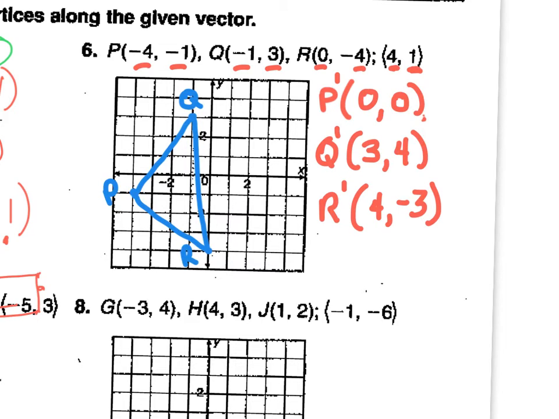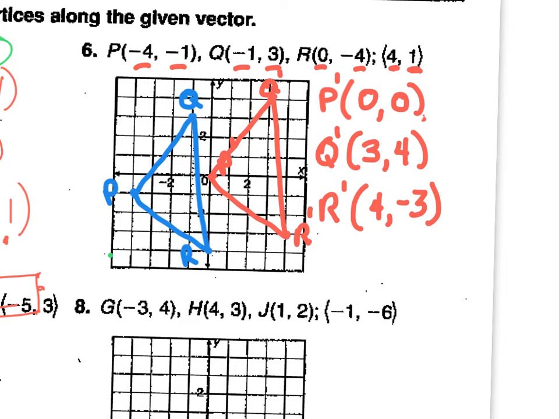Now let's plot the points. 0, 0, and that is P prime. Label your points, please. Then it's 3, 4. Plot the point, and then label it, Q prime. And then it's 4, negative 3. And label your point. Then you can go ahead and connect the points. And with a different color or the highlighter, go ahead and connect the points.